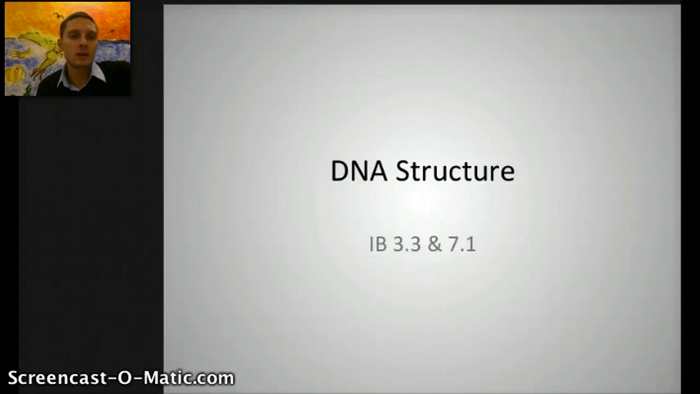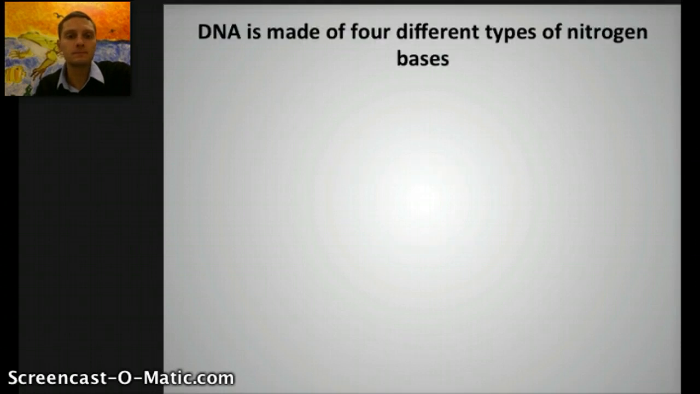Today's video we're going to take a look at the structure of DNA and see specifically what it's made of. And this is IB section 3.3 and 7.1. Now DNA is made of 4 different types of nitrogen bases. DNA is made of a couple different parts and we're going to look at those today.